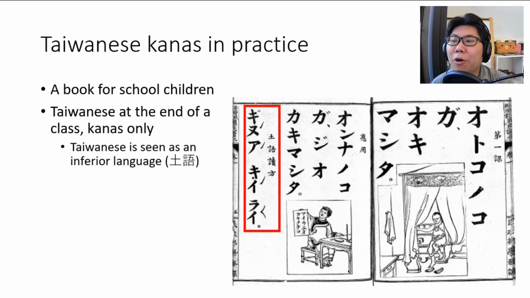Here's another example of Taiwanese kanas in practice. This is a book for school children. Taiwanese kanas are used at the end of a class with kanas only. This is pretty easy. You can probably understand what the Japanese is for. Taiwanese is here seen as an inferior language.